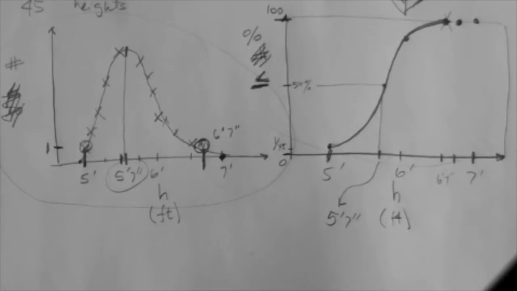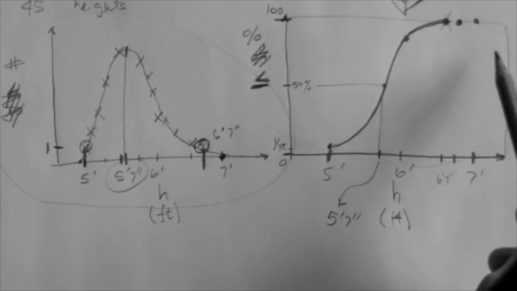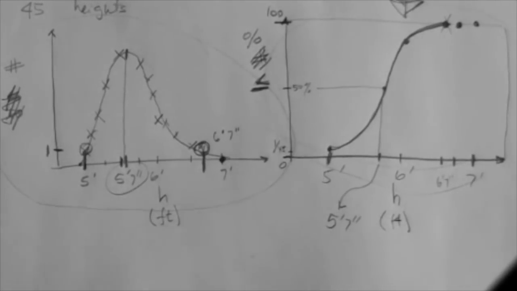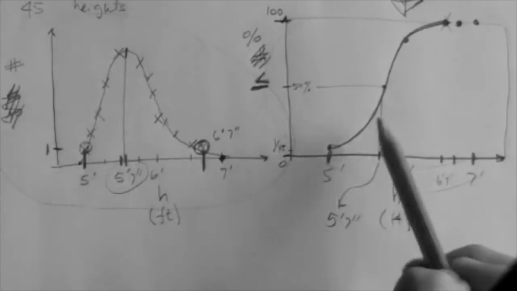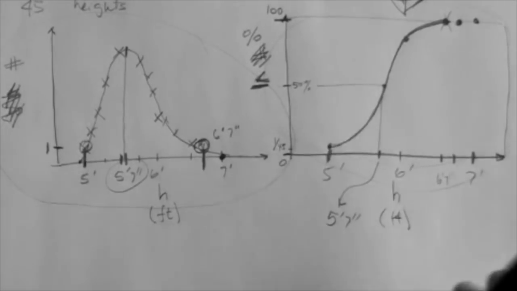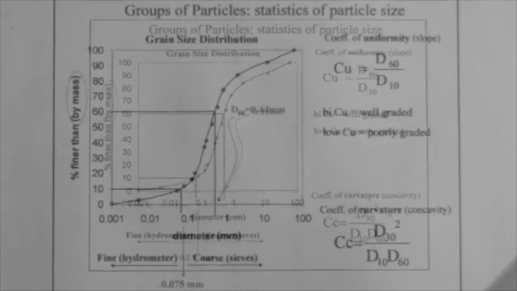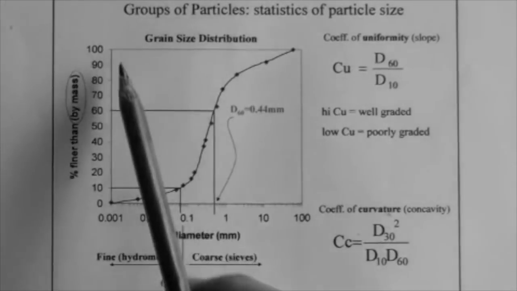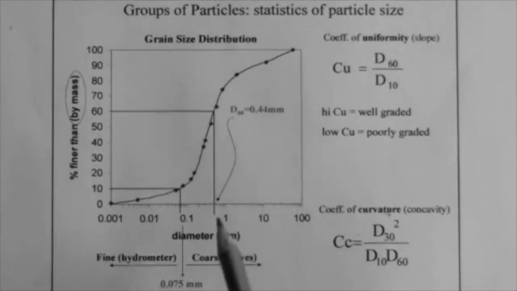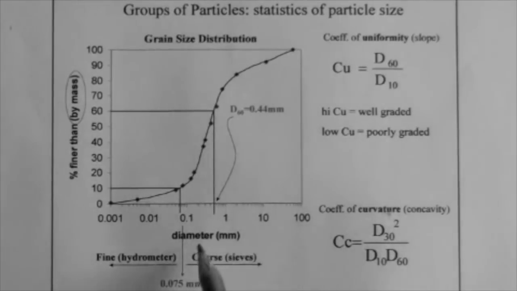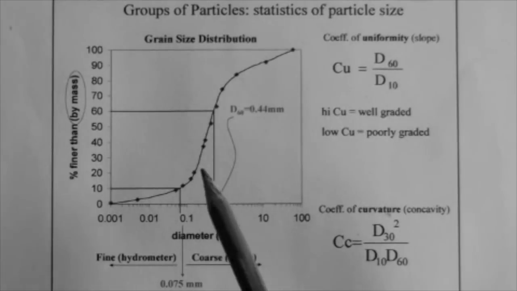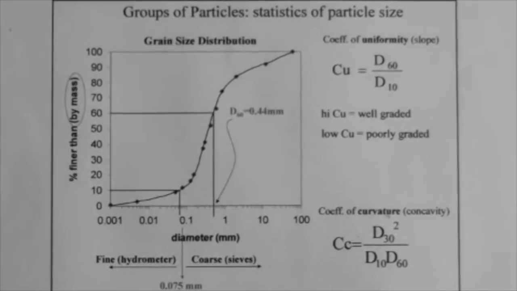What we use to characterize those differences is this plot, which is called the grain size distribution. This is a height distribution. What we have is a grain size distribution, which is this. This is a grain size distribution, 0 to 100, with size here, not height, but size in what is called the diameter of the grain. And here's the distribution for a particular soil.